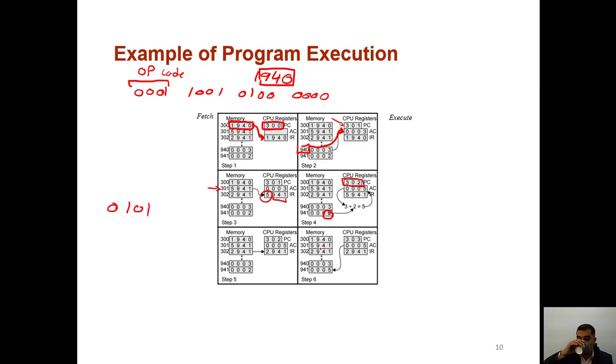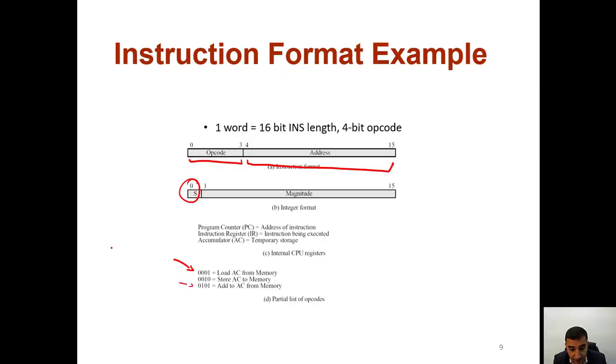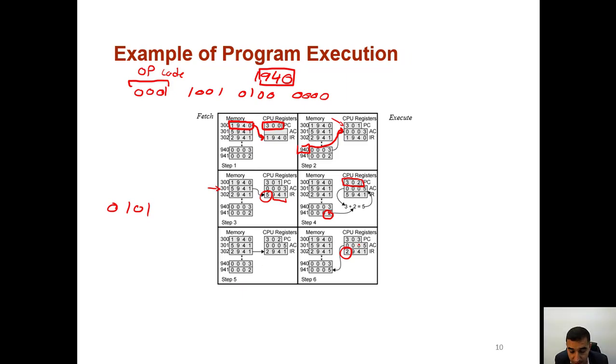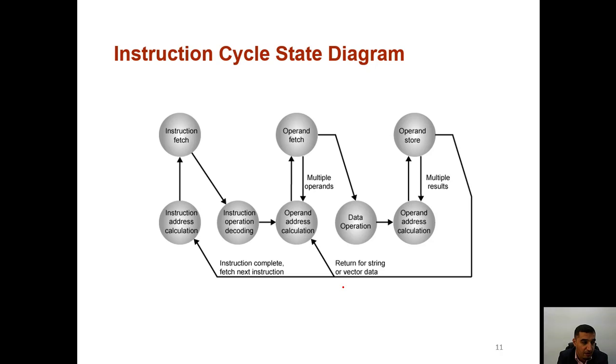Then we are going to fetch the last instruction, which is at 302. It contains 2941. The 2, the most significant digit, is 2. I'm going back here. 2 is store accumulator to memory. So I'm going to store whatever is in the accumulator in memory location 941. So 941 will contain the value of 5. I think in the tutorial you already had some examples like this. This is just an explanation to see how things are going.